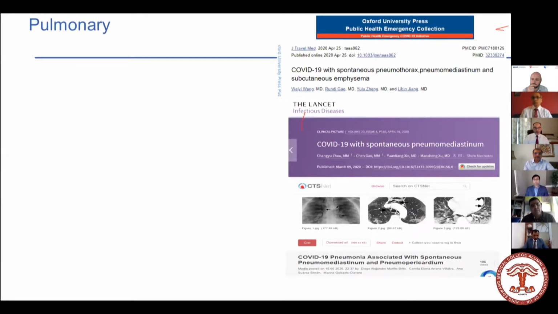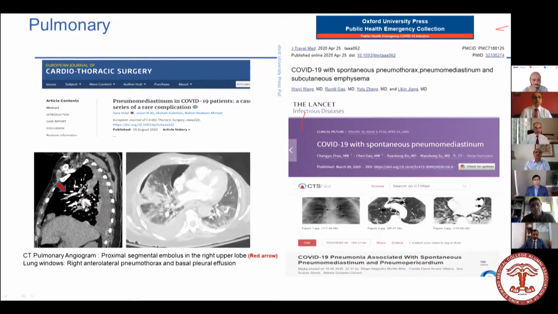So here we have one of our patients who presented with PE. You can see a proximal segment embolus in the right upper lobe, and also in the lung windows, you can see the right anterolateral pneumothorax and some basal pleural effusion. So COVID patients, again, whether this is a confounding factor because they were intubated, but there has also been a suggestion of spontaneous presentation of these in association with COVID.